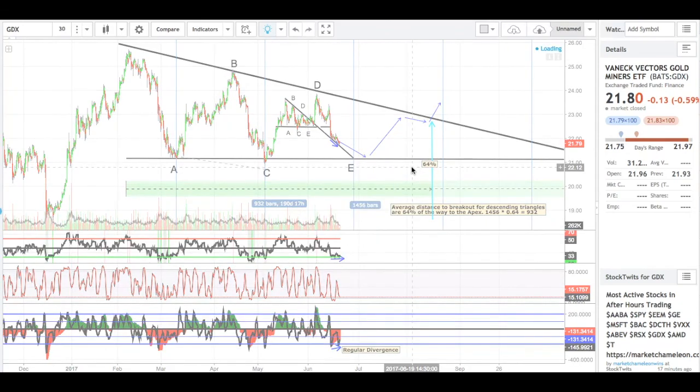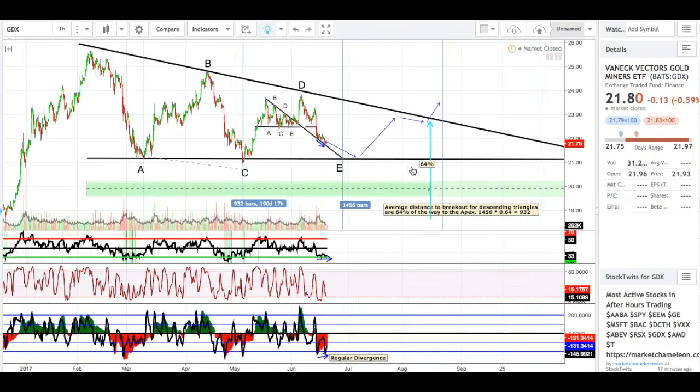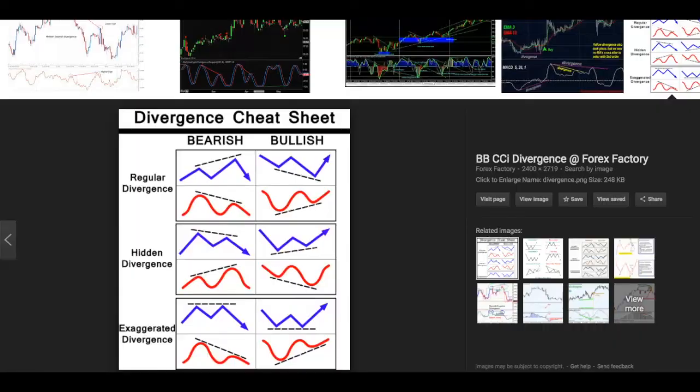I just got the 30-minute left here. Actually, let's go to the hourly chart again. I saw some divergences down here, so let's go back to our divergence cheat sheet. This is a bullish divergence that I'm seeing, and it's a regular divergence. Price comes down, and we set a lower low, while our indicator comes up here and sets a higher low. This is a regular divergence.